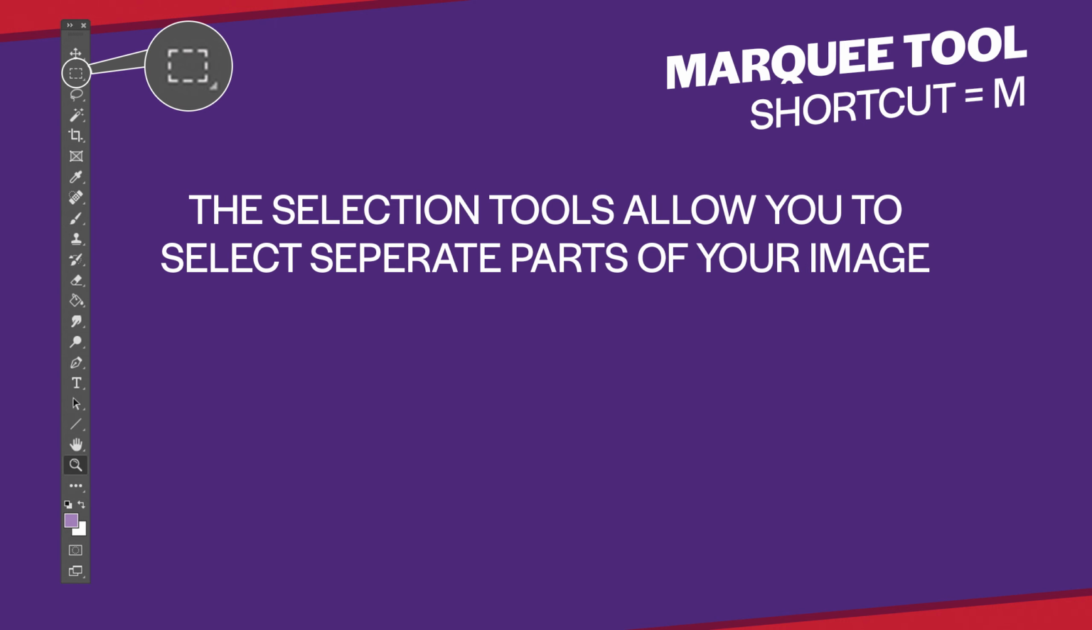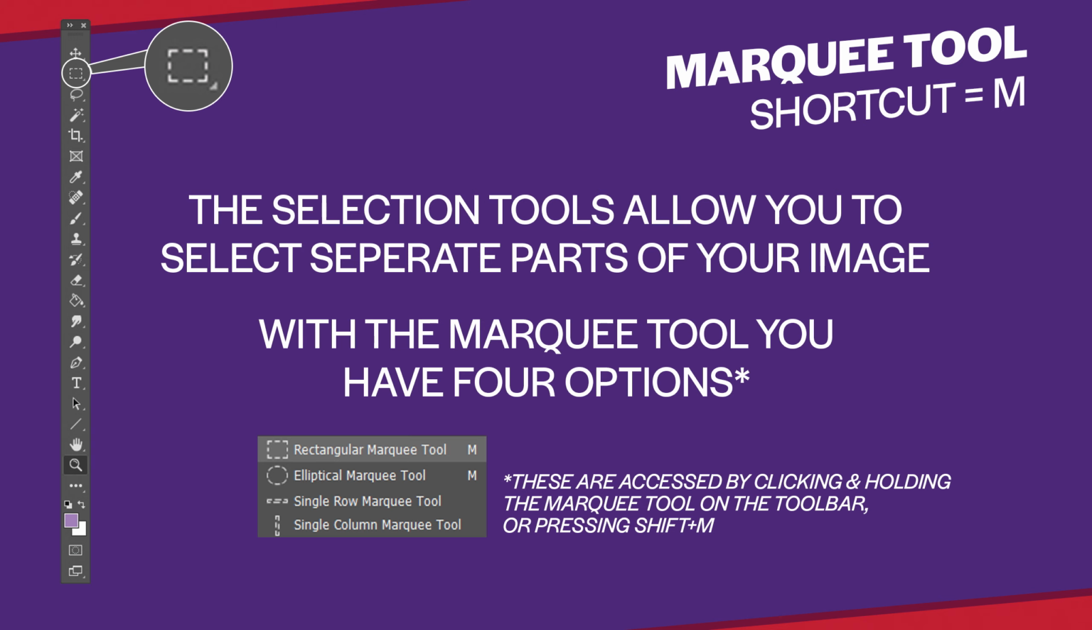So both the Marquee Tool and the Lasso Tool allow you to select various parts of an image in different ways. With the Marquee Tool, you've got 4 options, and these can be accessed by either clicking and holding the Marquee Tool on the toolbar, or you can press Shift and M to swap between these options.